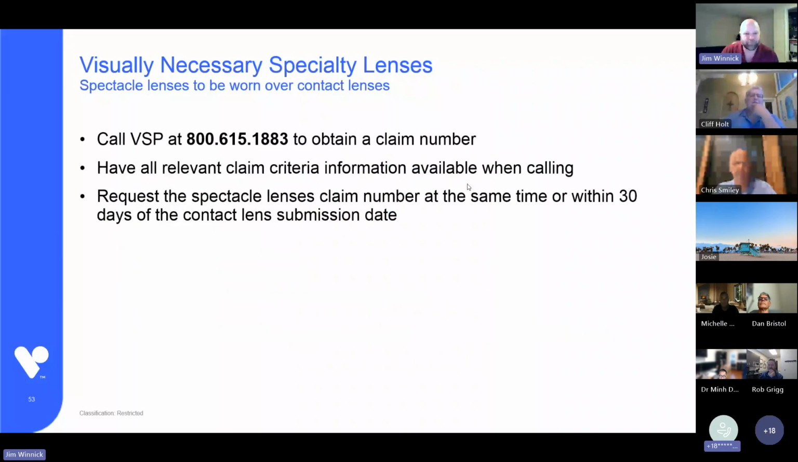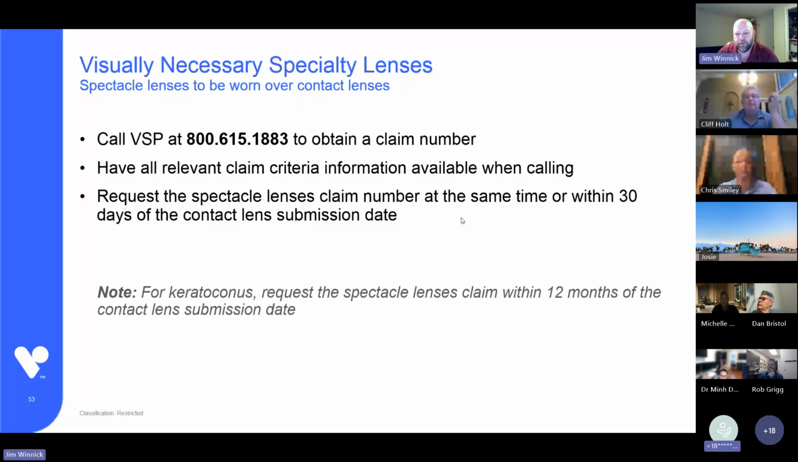It is a manual process. You need to call VSP to get a claim number, have all the information available about the patient when you're calling, and request a separate spectacle lens claim within 30 days of a regular fitting, and you have up to a year for a keratoconic patient.